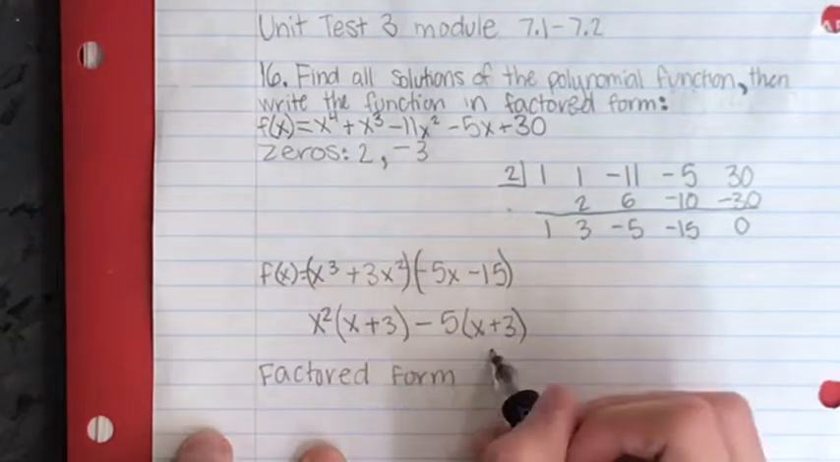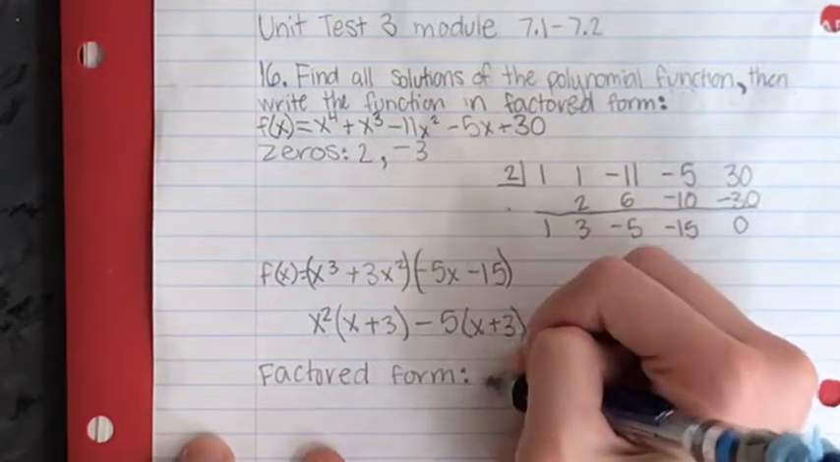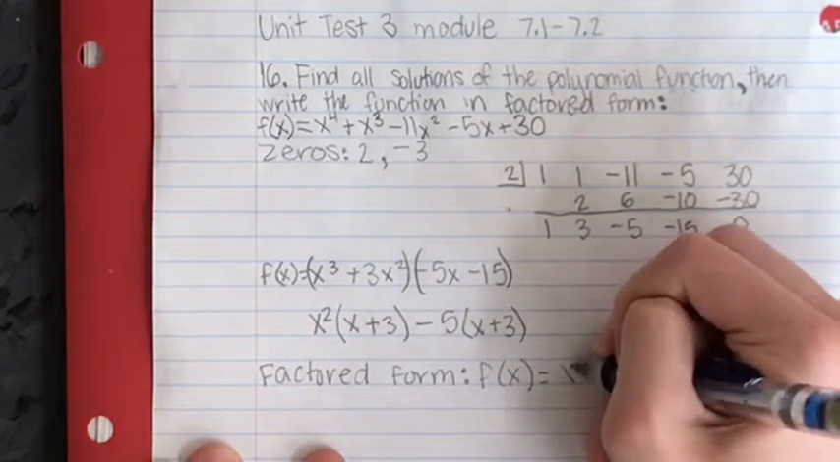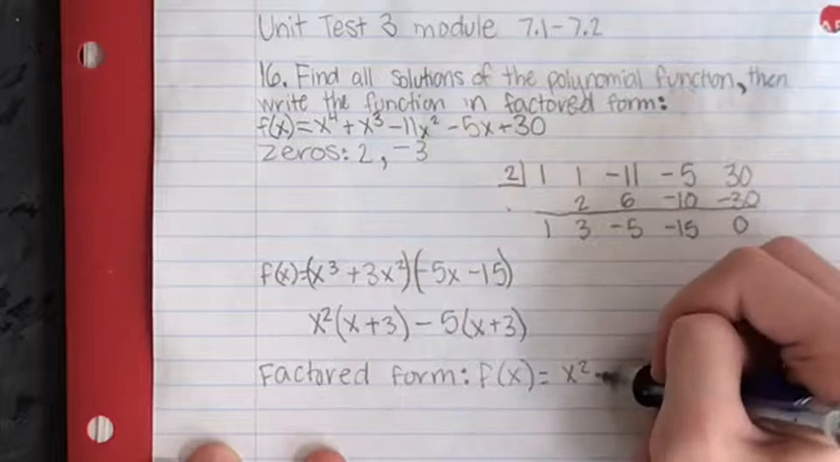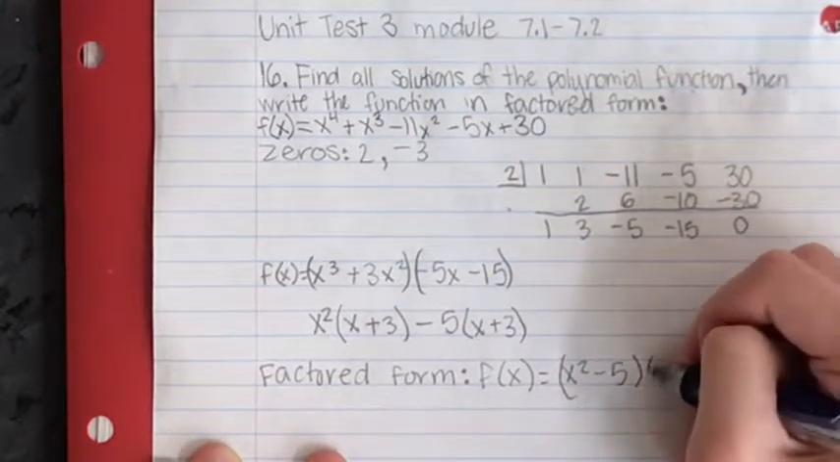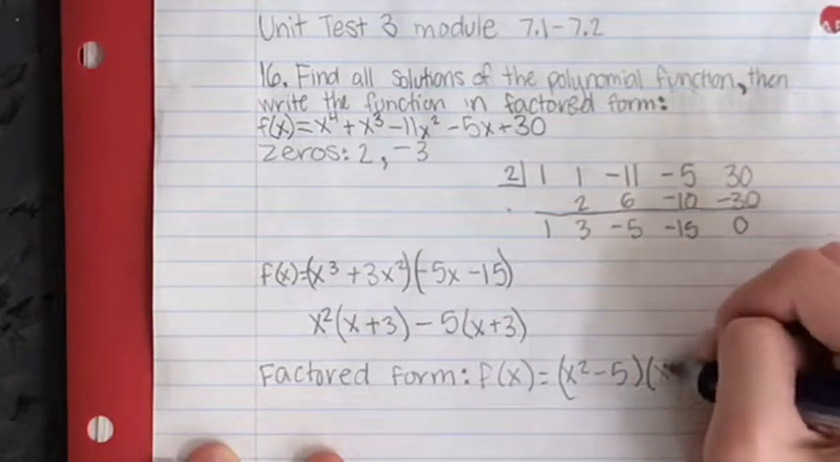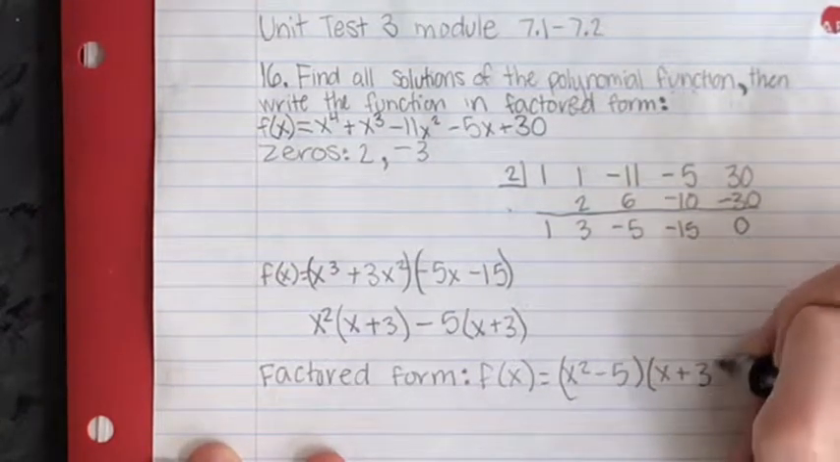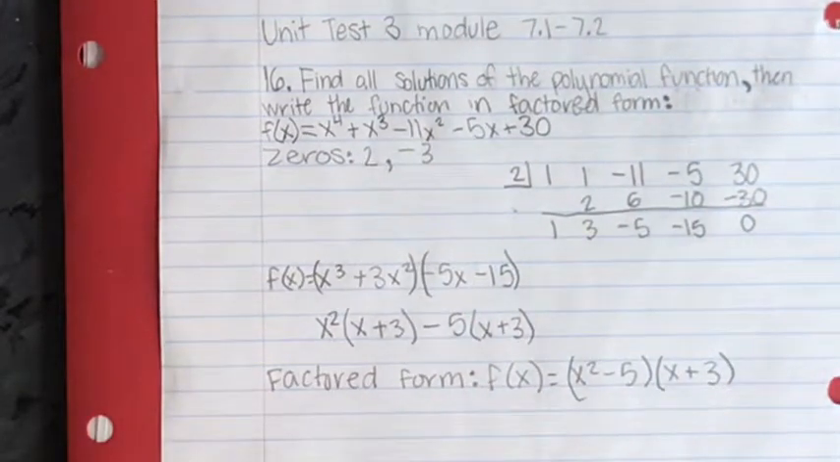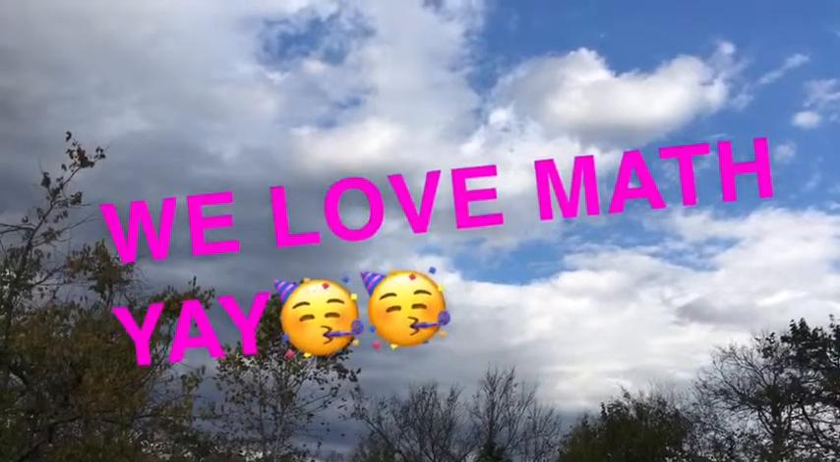From there, you can find that our factors of the original equation are x squared minus 5 and x plus 3. And that is how you multiply polynomials and use the zeros to put them into factored form.